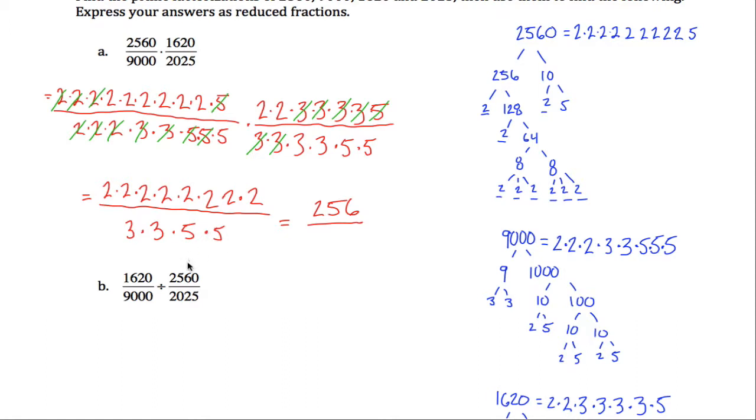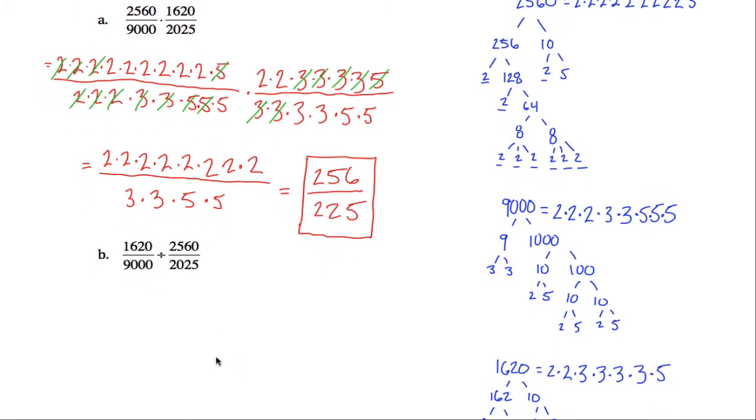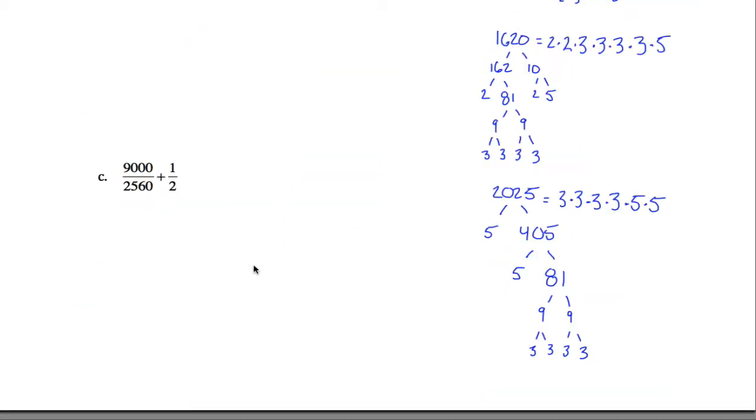So 8 25's give you 200. So one more would give you 225. So what we get is that the product of these two huge numbers is this guy. We can do that same idea. 1620 we already saw was 2 times 2 times 2 times 2. This is 1620.